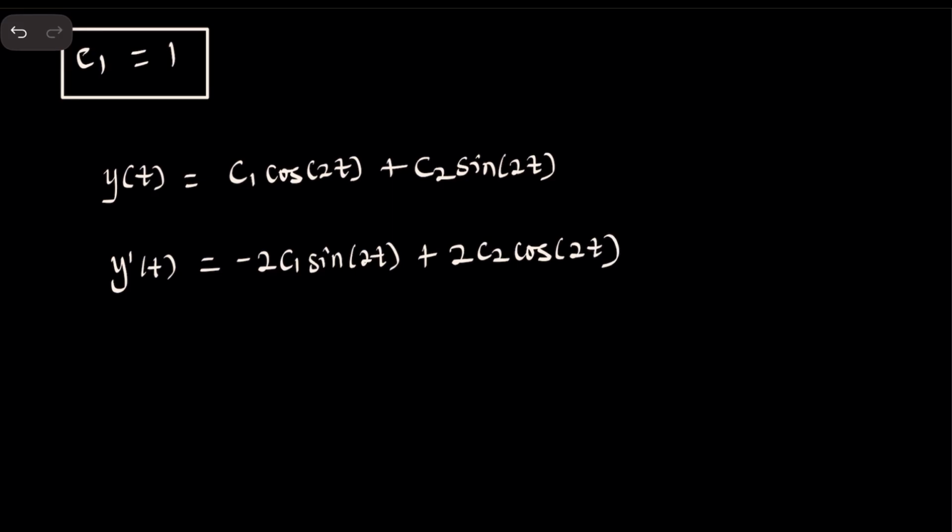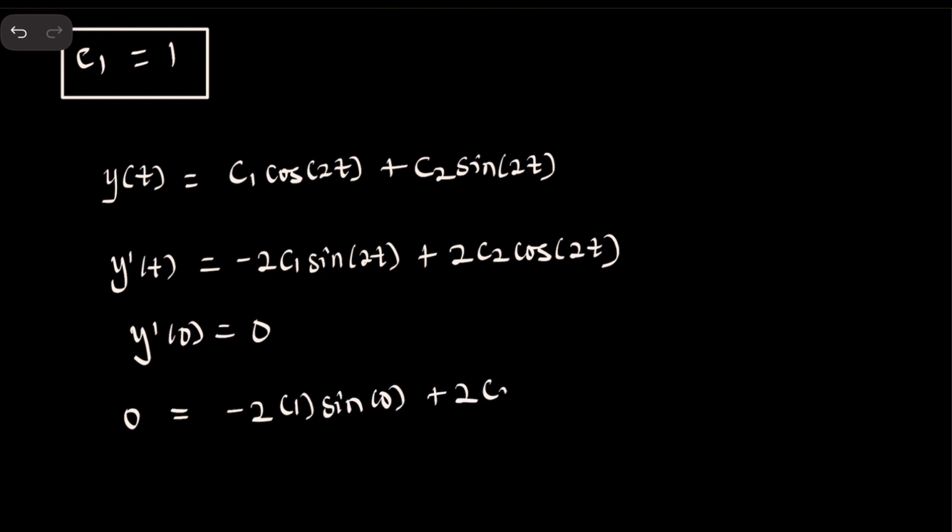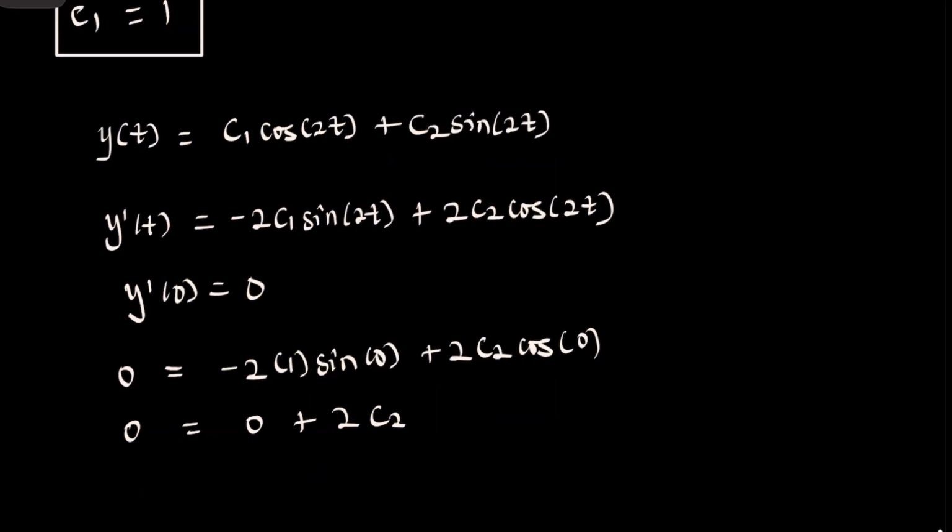So we substitute in the initial condition. We have the initial condition y prime of 0 is equal to 0. And so we are going to have 0 is equal to minus 2, c1 is known to be 1, so that will be 1, then sine of 0, plus 2 c2 cosine of 0. So we are going to have 0 is equal to, sine of 0 is 0, so this part will be 0, then plus 2 c2, since cosine of 0 is 1. And so we have c2 to be equal to 0.